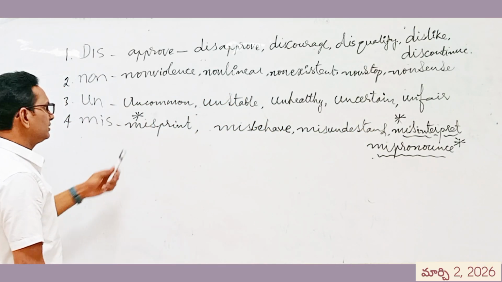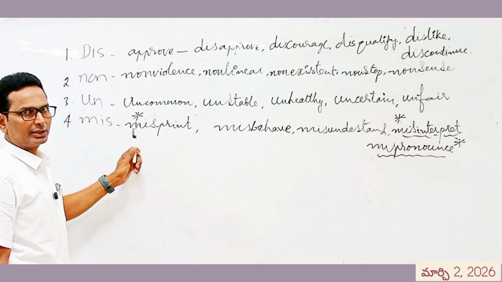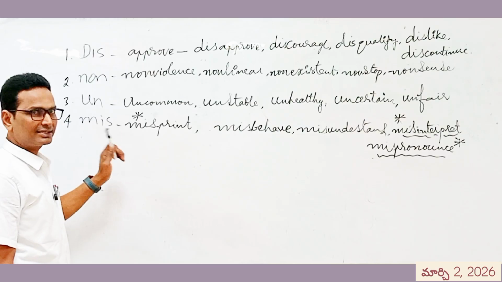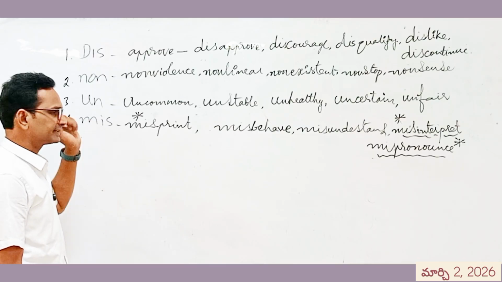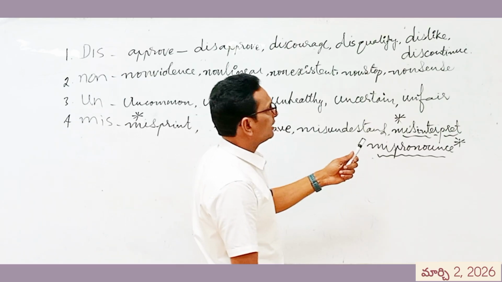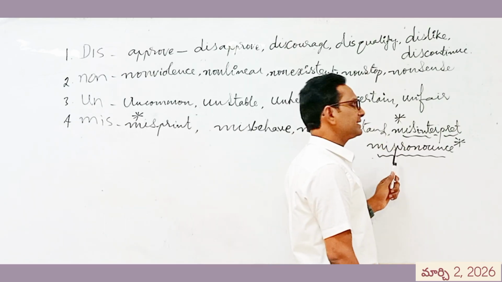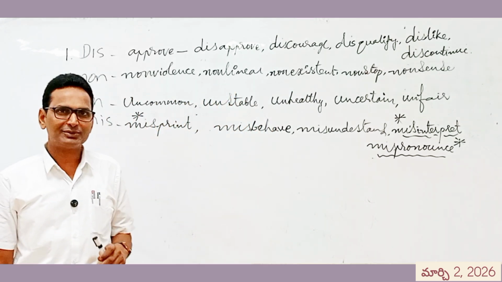Mis is the prefix. Misprint, this is marked with a star because it has some importance. We may forget this. Not to do that, we have to keep this in mind. Misbehave, misunderstand, misinterpret, mispronounce. Please do remember these words and help yourself.